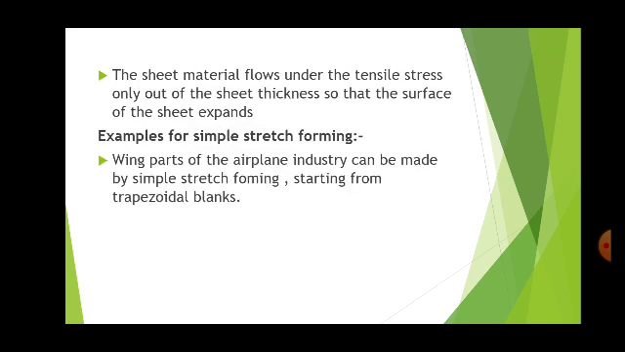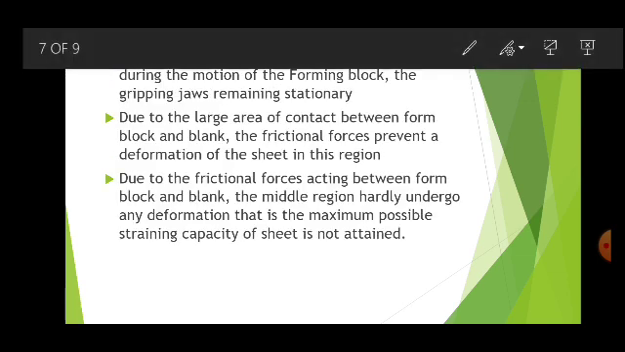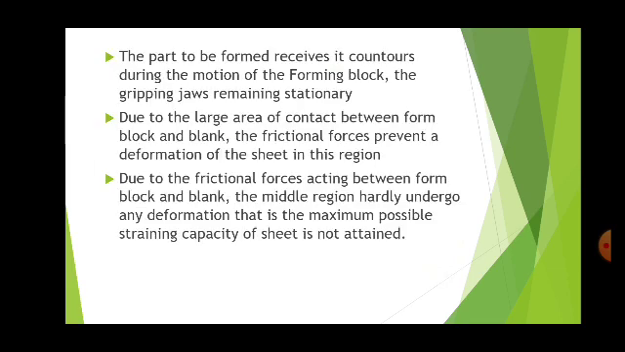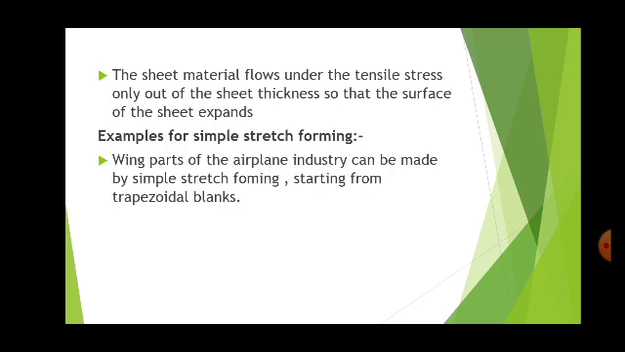So the sheet material flows under the tensile stress only out of the sheet thickness, so that the surface of the sheet expands. In the figure, we can see that with the forces applied to the sheet blank, the thickness of the sheet will decrease, and the length of the sheet blank will be more.